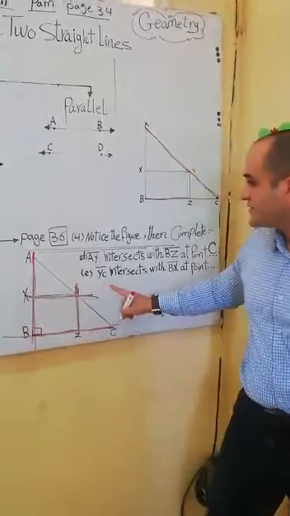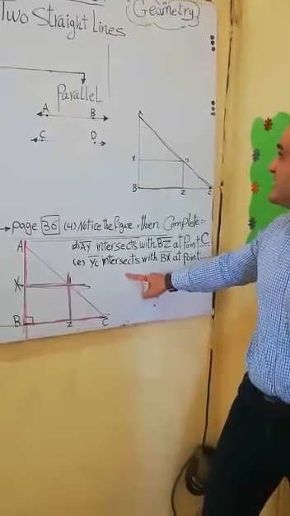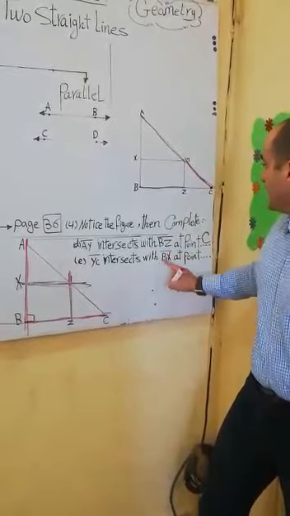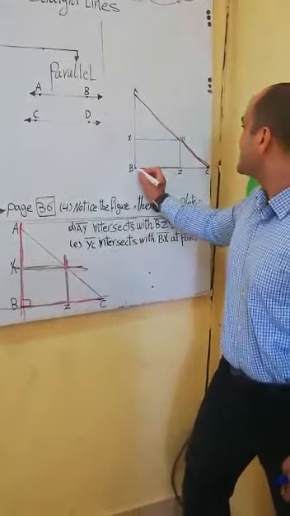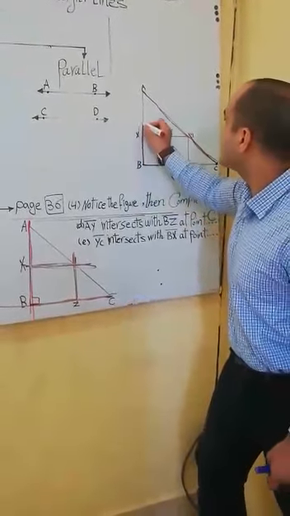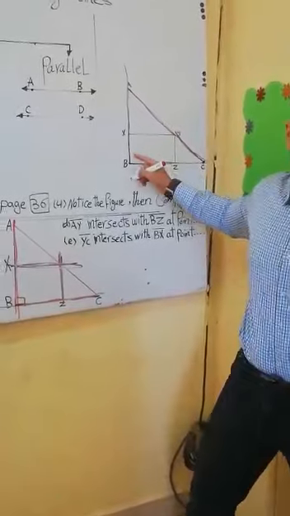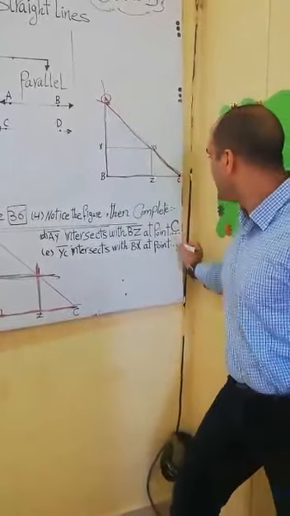The second: YC. Where is the YC? This. It intersects with BX. Where is the BX? If I extend, what is the point where they intersect? A. Excellent. Point A.